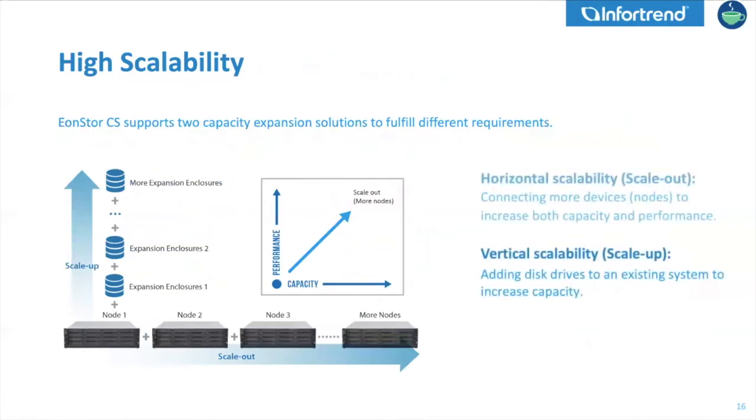Here we can see how the systems scale both in terms of vertical scalability and horizontal scalability. When you're scaling up vertically, if you have, for example, 3 nodes as we're showing here, you would have to add 3 expansion systems, one to each of those nodes, to increase the capacity. So when you're scaling up, you have to scale up equally across all the nodes.